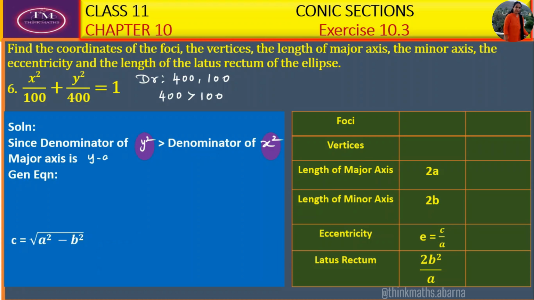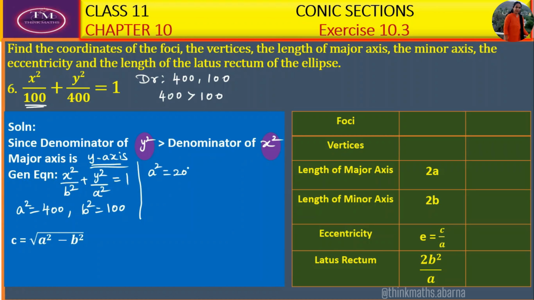So major axis is y axis. So general equation will be x square by b square plus y square by a square equal to 1. Whoever be the major axis, its denominator will be a square. So on comparing these two equations, a square is the denominator of y square. Here the denominator of y square is 400. So b square is the denominator of x square, which is 100.